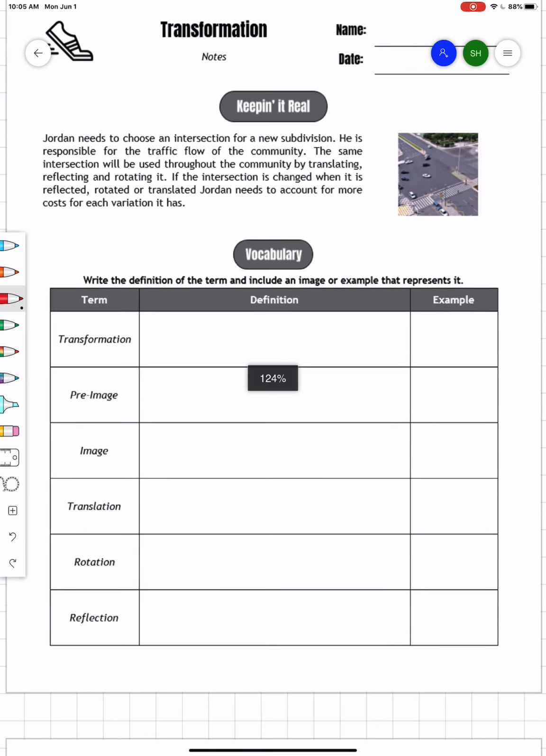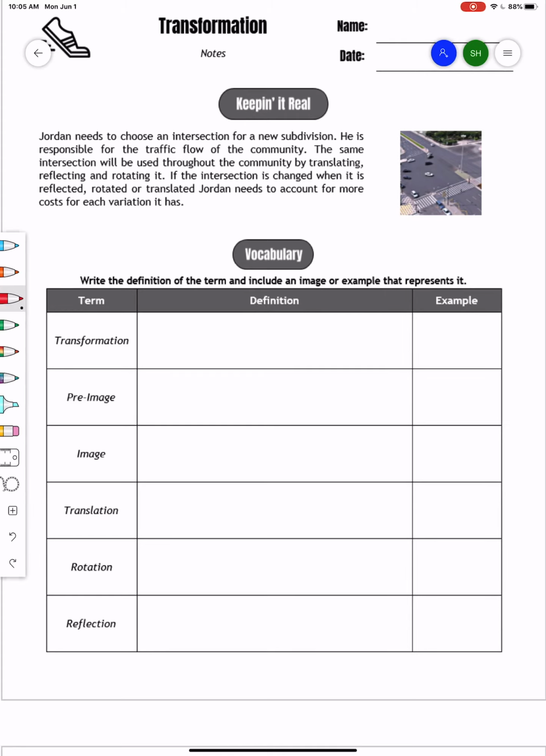So, here are our notes for this week. We are going to be talking about transformations in geometry. Jordan needs to choose an intersection for a new subdivision. He is responsible for the traffic flow of the community. The same intersection will be used throughout the community by translating, reflecting, and rotating it. If the intersection is changed when it is reflected, rotated, or translated, Jordan needs to account for more of the cost for each variation he has.